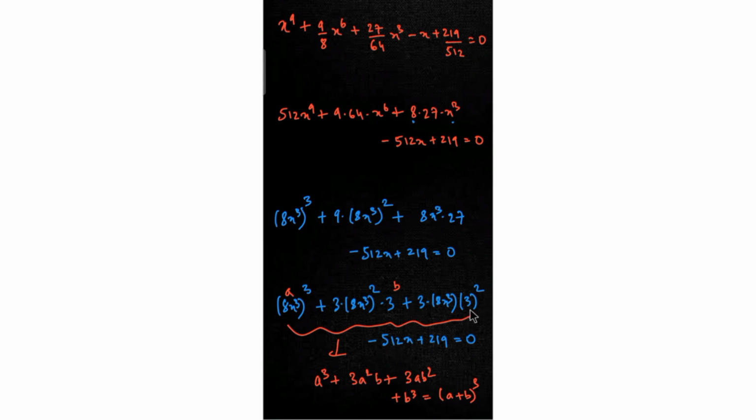So what I'll do in my next step is I'll just add plus b cube, and because I'm adding plus b cube, I'll also subtract b cube in the same equation. So what do I get?